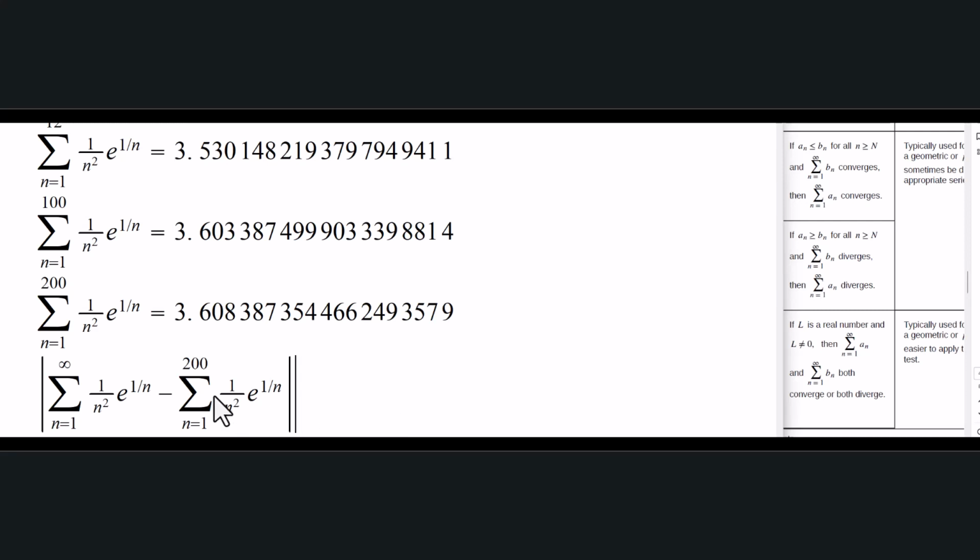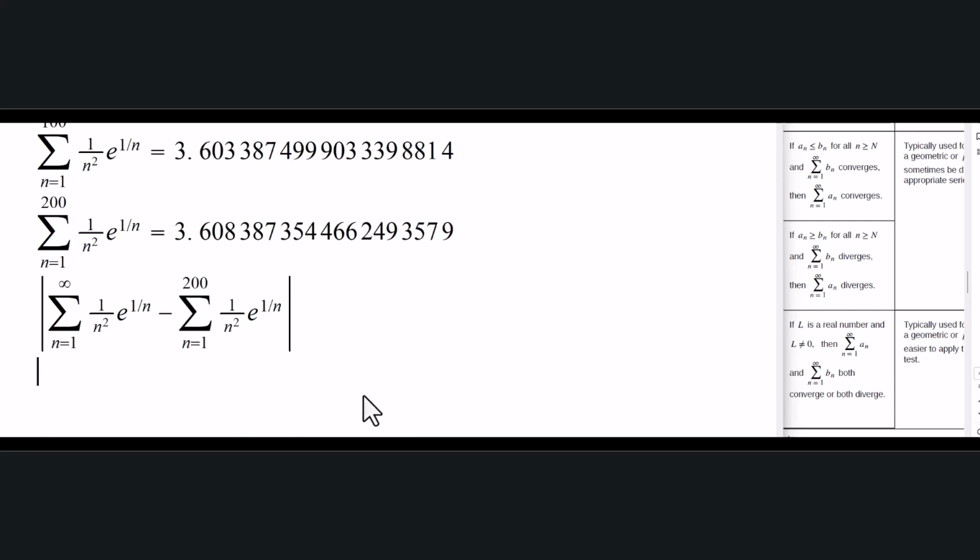And in this case, we are getting lucky, in the sense that we could have used it before as well, that if we look at this function, f(x) equals 1 over x squared, e to the 1 over x, then this function is positive.